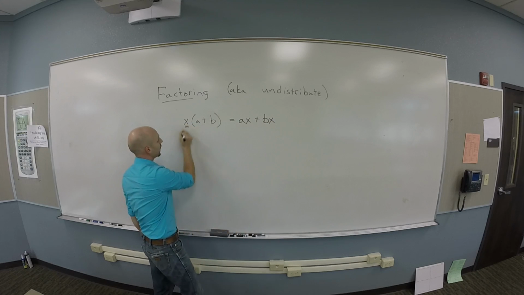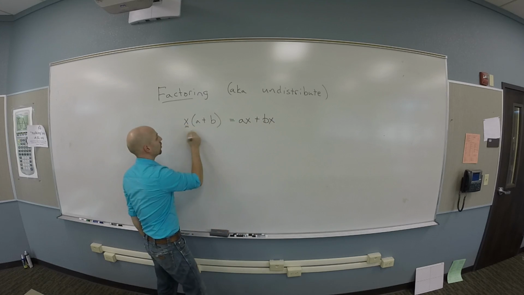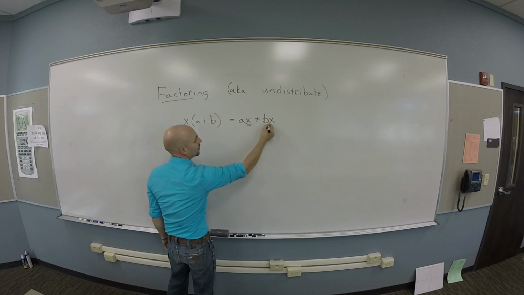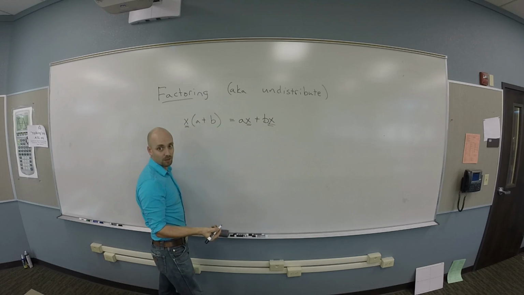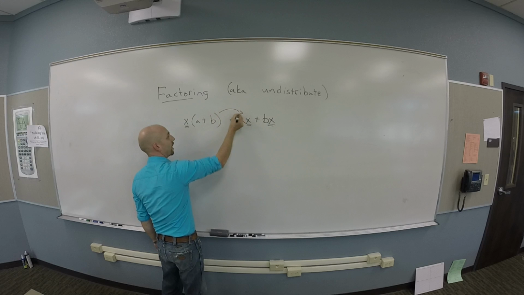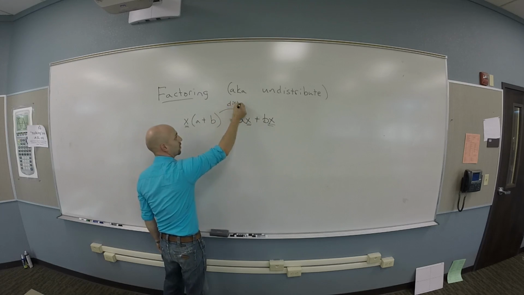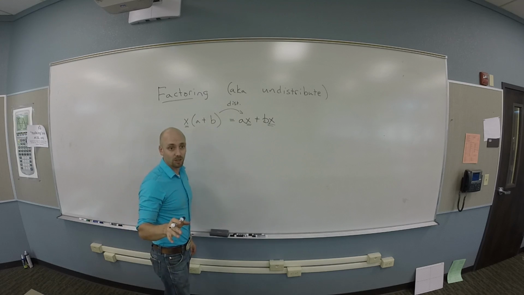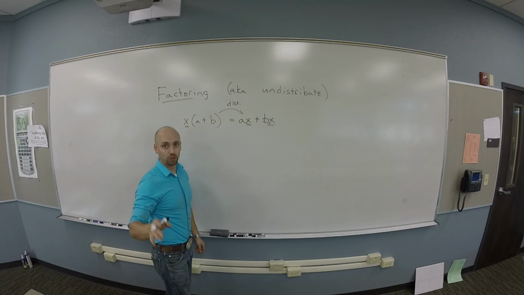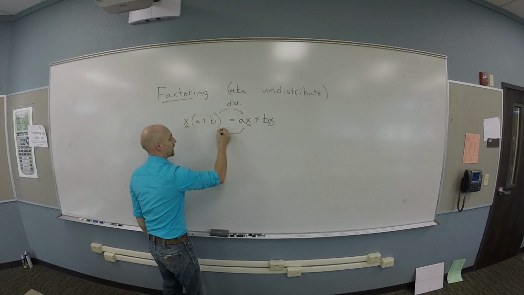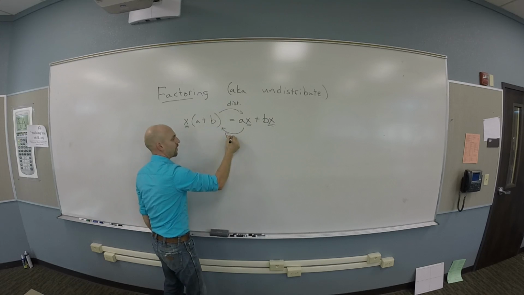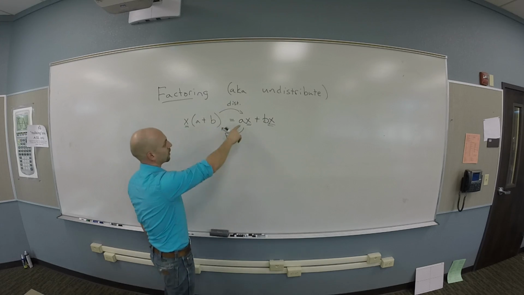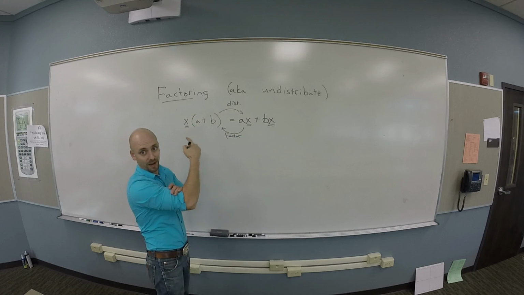Notice this guy here distributed and became these two guys there. So this way was distribute, my usual step that I do all the time. And now the thing we're going to learn to do is undo distributing. We're going to learn to factor, which is really just a kind of undistributing.